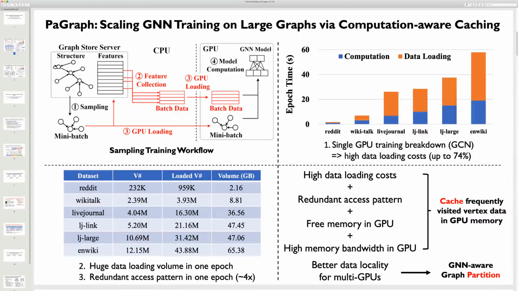With all of these observations, we propose a cache mechanism to cache frequently visited vertex data in GPU memory. And to better serve the cache in the multi-GPU training scenario, we propose a GNN-aware graph partition algorithm to achieve better scalability.